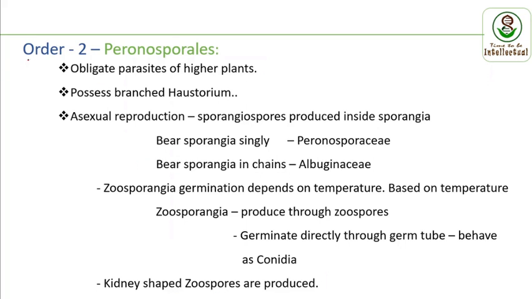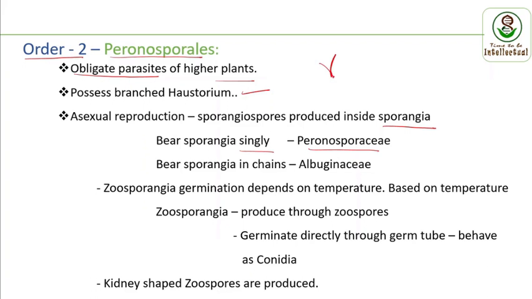Next comes order 2, that is the Peronosporales. Pythium is a facultative parasite, but Peronosporales are obligate parasites on higher plants. They have a branched haustorium. The asexual reproduction is by sporangiospores produced through sporangia. If they bear sporangia singly, then it is Peronosporaceae. If they bear sporangia in chains, I will try to show it.